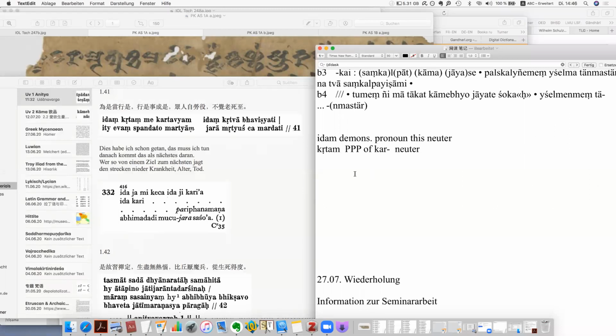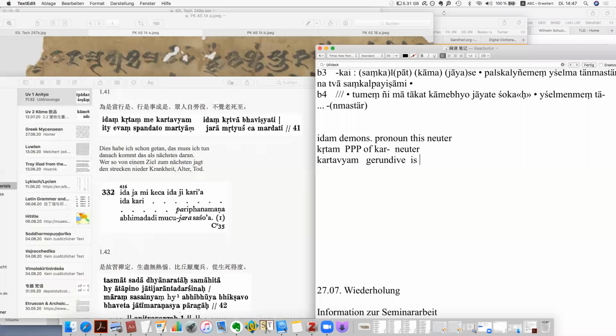And then me is by me, I think you know that. And kartavyam means to be done. It is a gerund, or gerundive, I'm not sure. Gerundive. It means it is to be done. From kar and tavya, where tavya is a suffix and m is the ending. Right? It should be done, it is to be done.